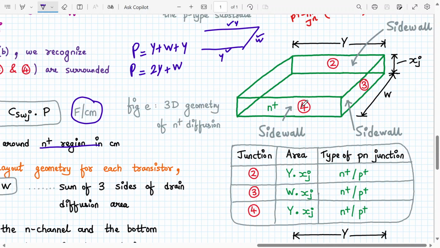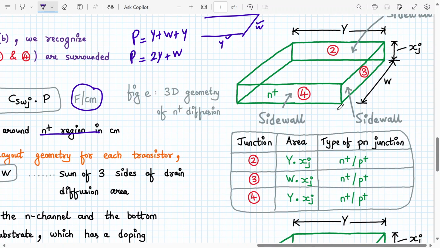Junction 2, 3 and 4 are all P n plus junctions, right? Because they are making the junction with the channel stop implant. Yes or no? So what is the area? These are all area capacitances, right? So what is the area of junction number 2? Y into xj, correct? Junction number 3, W into xj. And what is the area of 4? Y into xj. Do you agree? Yes, sir.